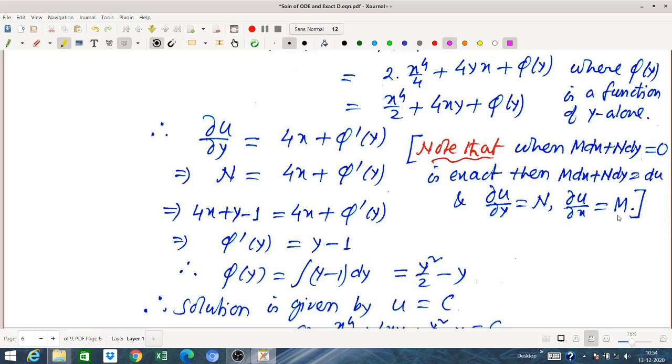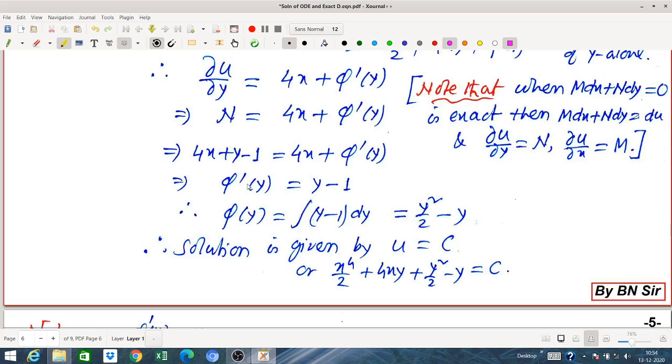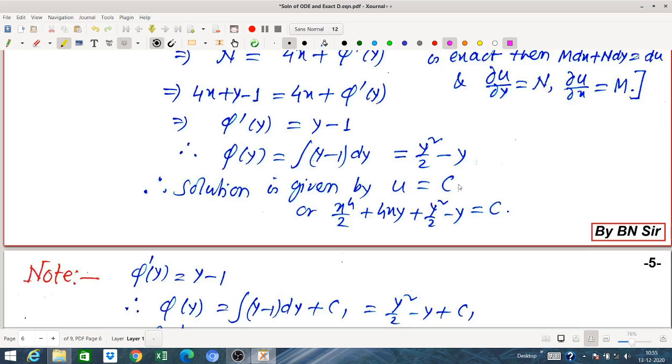Already we have seen this in the proof of the necessary and sufficient part. That's why ∂u/∂y is N, which here is 4x plus y minus 1. So 4x cancels, and 5'(y) is y minus 1, a function of y only on the right side. So you can integrate 5'(y) equals y minus 1. So what is 5(y)? Just integrate y minus 1. So it is y square by 2 minus y, plus c, which we are not giving here, because we shall see.